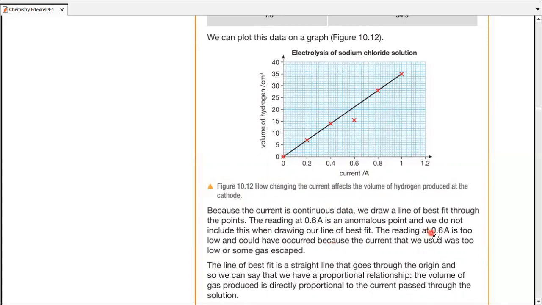The reading at 0.6 amperes is too low and could have occurred because the current that we used was too low or some gas escaped. It can be any of those problems. The line of best fit is a straight line that goes through the origin. And so we can say that we have a proportional relationship, which means as we keep increasing the current, the volume of hydrogen in cubic centimeters also increases. These two are directly proportional to one another. Increase the current, you'll get more volume of hydrogen produced.